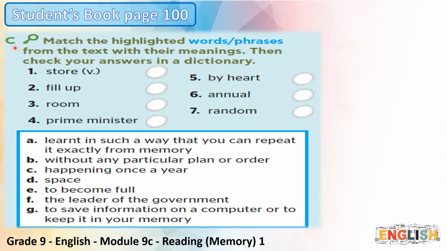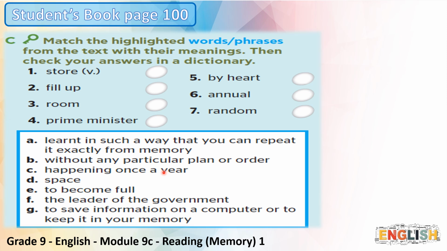This is exercise C in the student's book, page 100. Here, we are going to match the highlighted words or phrases from the text with their meanings. Then check your answers. As you see here, we have 7 words or phrases and 7 meanings or definitions. Now, pause the video for 2 minutes, then match. Now let's check your answers.